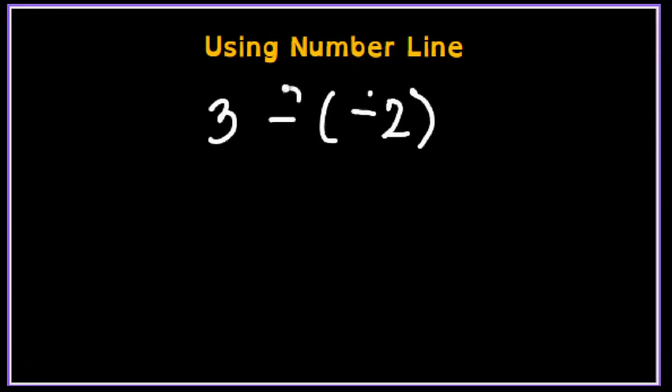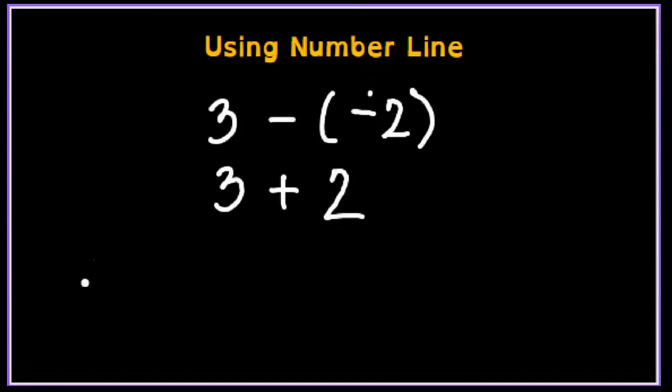At itong subtraction na to, magiging addition yan. So, change the sign of the subtrahend, then proceed to addition. So, meron tayo ditong 3. Let us copy the 3. Itong minus dito, magiging plus. And then, ang subtrahin natin na negative, magiging positive. So, meron tayong 3 plus 2.